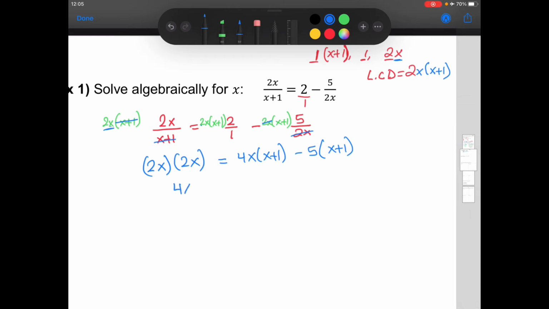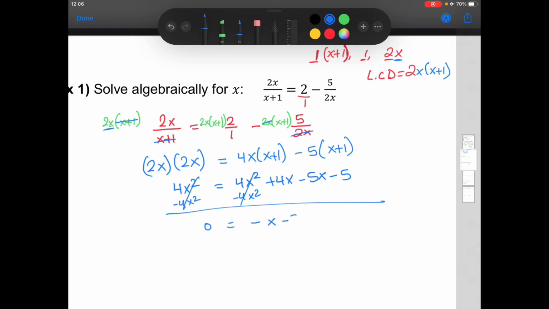So now multiply it out. I get 4x squared equals 4x times x is 4x squared plus 4x minus 5x minus 5, right? So now what happens is, if I want to set it equal to 0 because it's a quadratic, I'll subtract 4x squared on both sides. Whoa, my 4x squared is gone. That's even better. So it is a linear equation. So add them. It's negative x minus 5. I can move the 5 over or x over, doesn't matter.